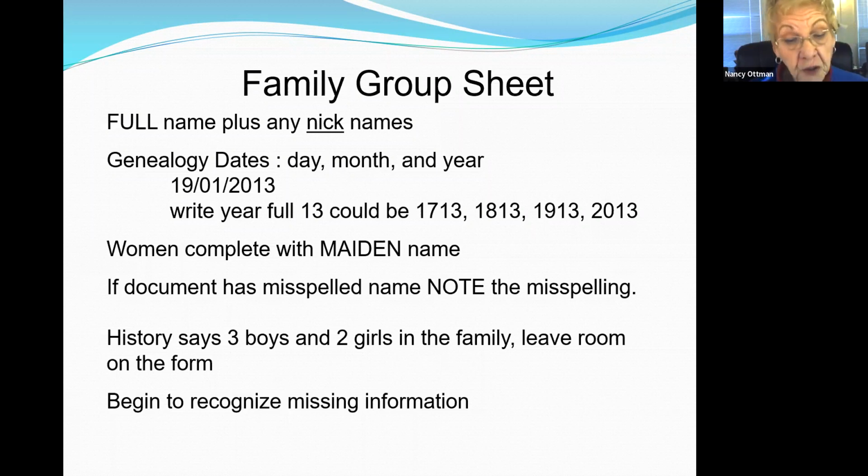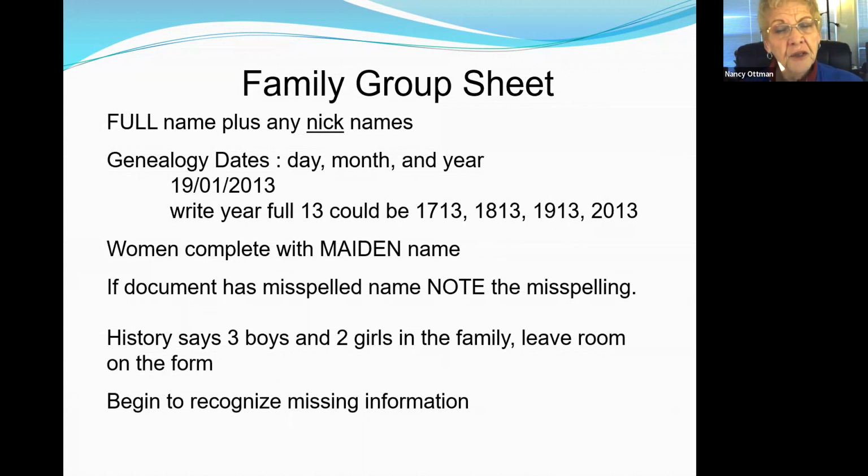With the women, be sure and put in their maiden names, or in the event that they have been married more than once, that you list all of their last names. If the document that you're looking at has misspelled a name, note that misspelling, because once it's misspelled, it will be misspelled again. And sometimes it's just a matter of whoever recorded it, that's how they would spell it, not necessarily how the individual would have spelled it.